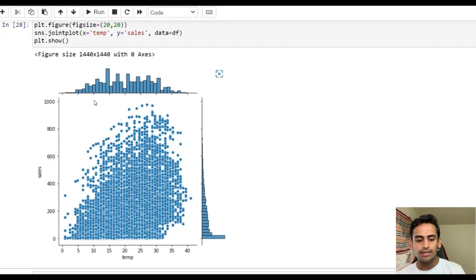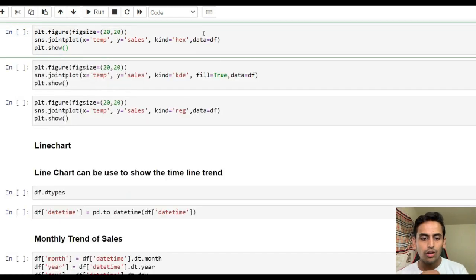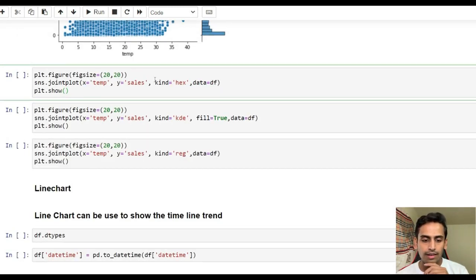And we can see this one. So sales and the temp, it looks more like a scatter plot. We can see this relationship, but at the same time, at the ends of those graphs, it's also showing a histogram plot. For sales it's showing a histogram here, and for the temperature it's showing the plot here. So this is very helpful, that in one graph we can see two different kinds of analysis. Now in the next step, let's add one more parameter, kind equal to hex.